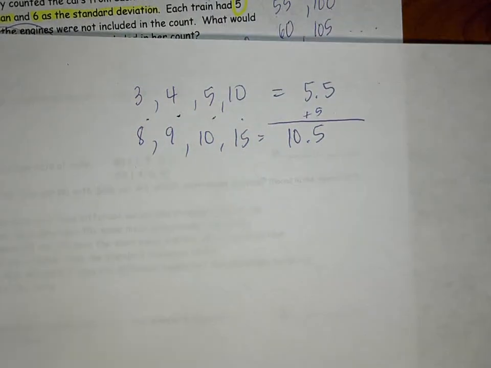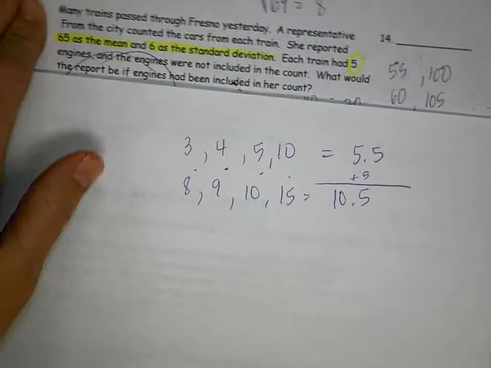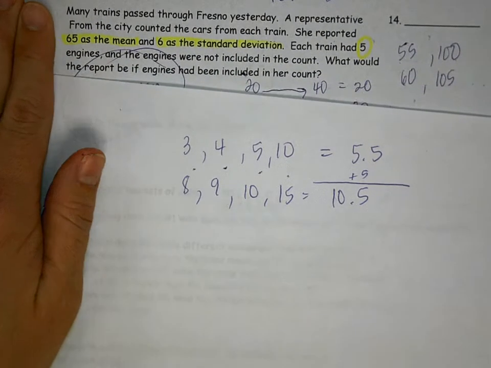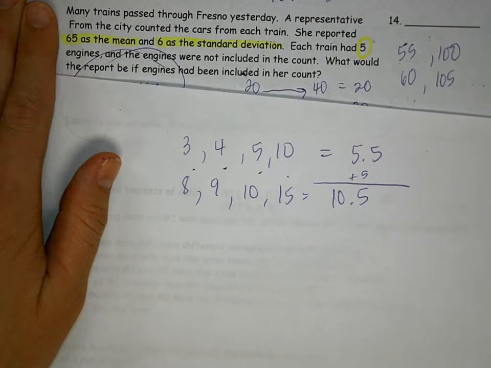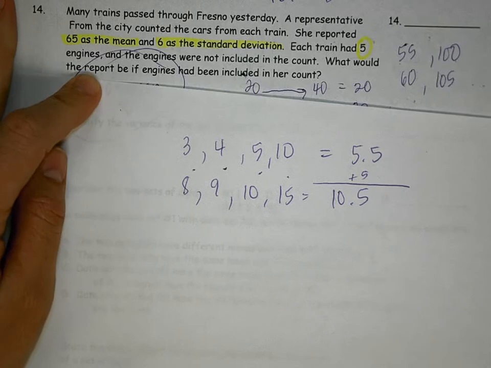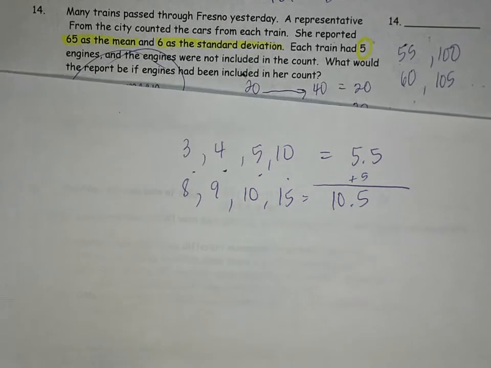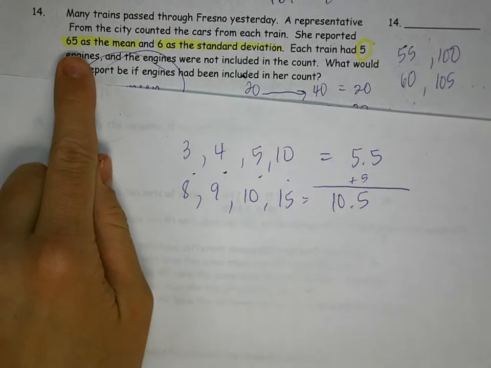So basically, if you know your mean, and they're saying that each one is added up by some number, your mean will just add up by that number. Okay, so my question was, how do you know to add the 5 to the 65? Because it's each one, and because your mean is changing by 5.